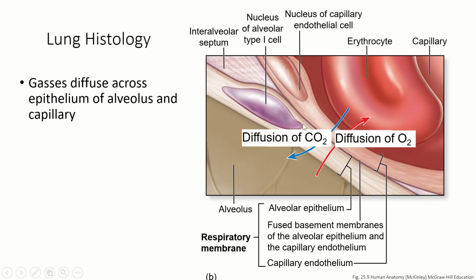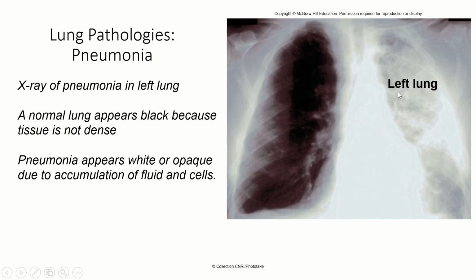Now this is a real close-up showing a cross-section through a type 1 cell and the wall of a capillary. And you can see the O2 is diffusing into the blood cells to oxygenate the blood. CO2 is diffusing out. Okay? All right, now, things that can go wrong.